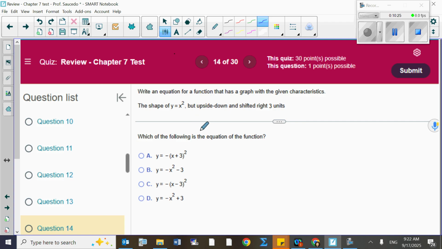Okay, now we have the graph of y equal to x squared, and it's upside down. That means reflected over the x-axis and shifted 3 units to the right. So if I'm shifting the function 3 units to the right, that means I need to subtract 3 from x. This is what is happening inside the function. And it's upside down, so you're going to put a negative in front to reflect it over the x-axis. So this will be your answer.